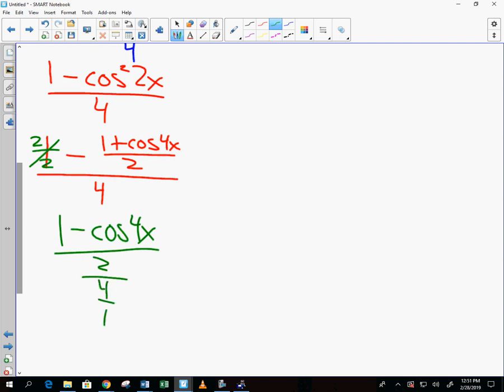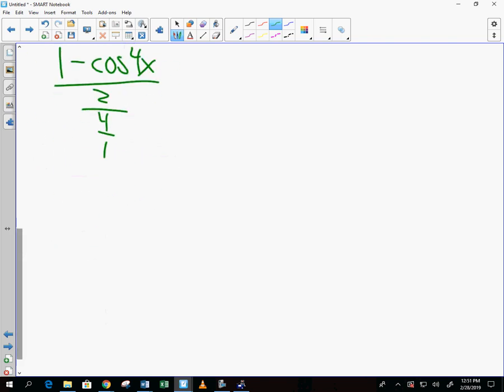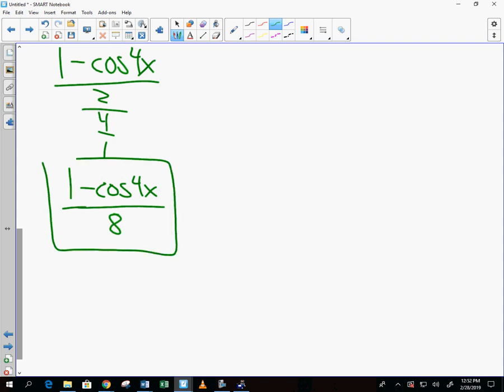Now, Samantha, what am I going to do? Multiply by the reciprocal, and I have 1 minus cosine of 4x all over 8. That's first power cosine, isn't it? That's my answer.